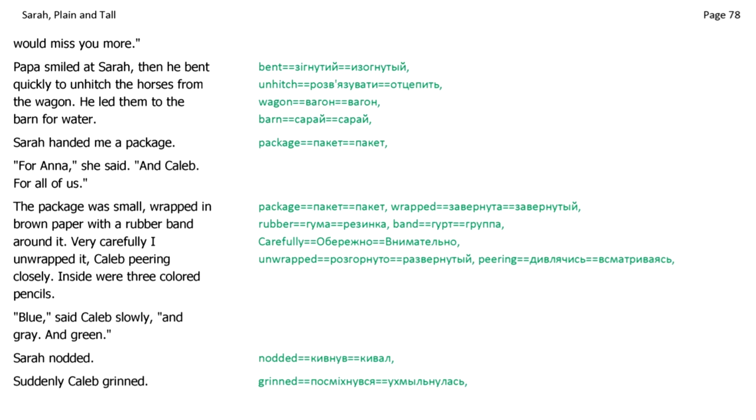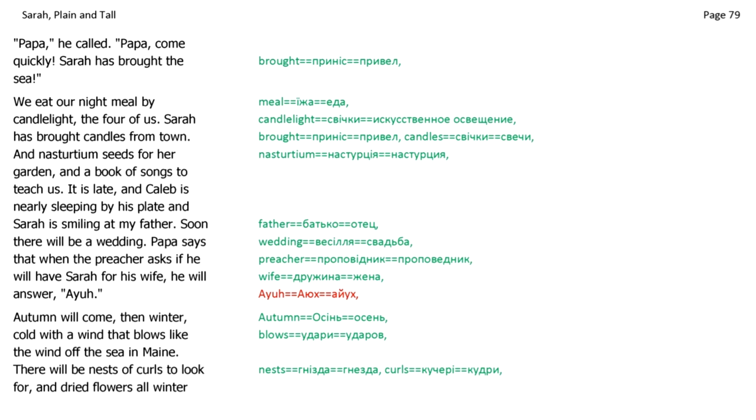Sara nodded. Suddenly Caleb grinned. "Papa," he called, "Papa, come quickly. Sara has brought the sea." We ate our night meal by candlelight, the 4 of us. Sara has brought candles from town, and nasturtium seeds for her garden, and a book of songs to teach us. It is late, and Caleb is nearly sleeping by his plate, and Sara is smiling at my father.